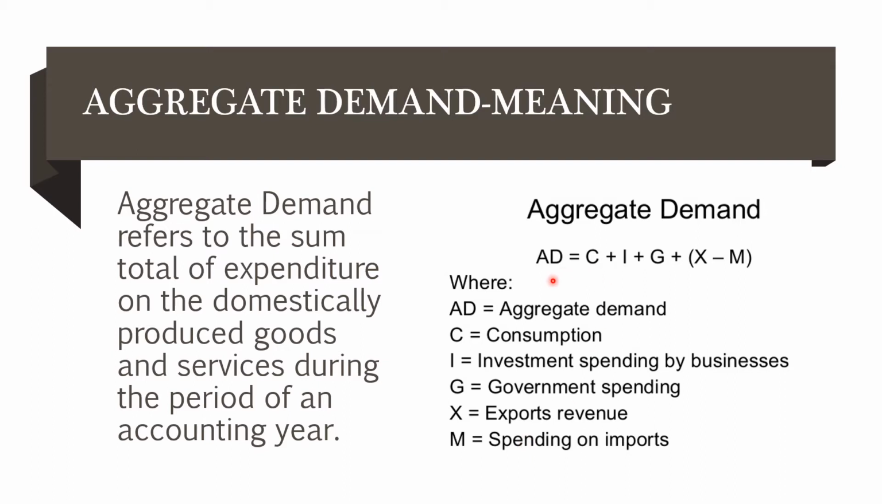Aggregate demand is equal to C plus I plus G plus X minus M. This is put in the form of a formula, and each of those letters denotes something. AD stands for aggregate demand, C stands for consumption, I stands for investment spending by businesses, G stands for government spending or government expenditure, X stands for exports revenue, M stands for spending on imports.